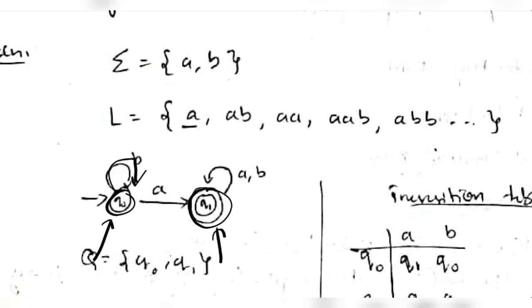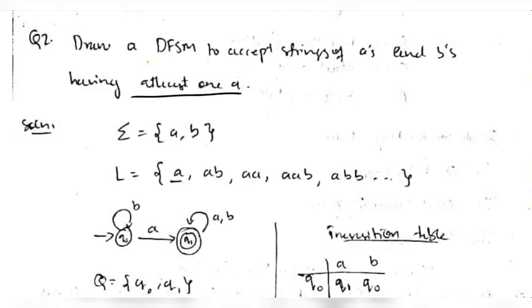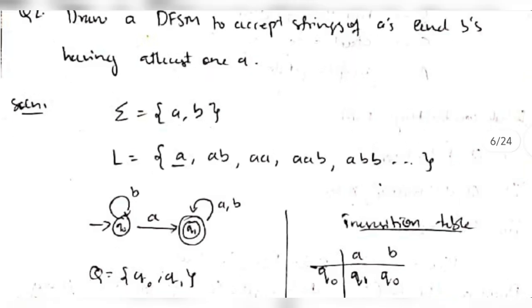If B is the input, we cannot go to the final state, because before going to the final state we need to make sure it has at least one A. If we make a direct connection here and write B also, what will happen? It will accept B, but this is the wrong string, which we do not want to include in our language. So, what I will do is make a self loop.